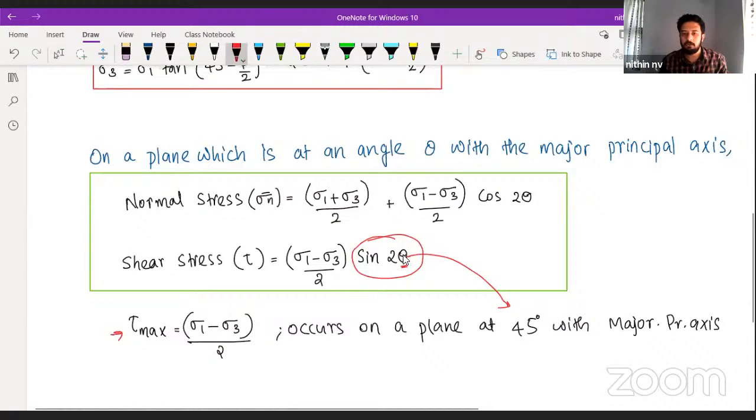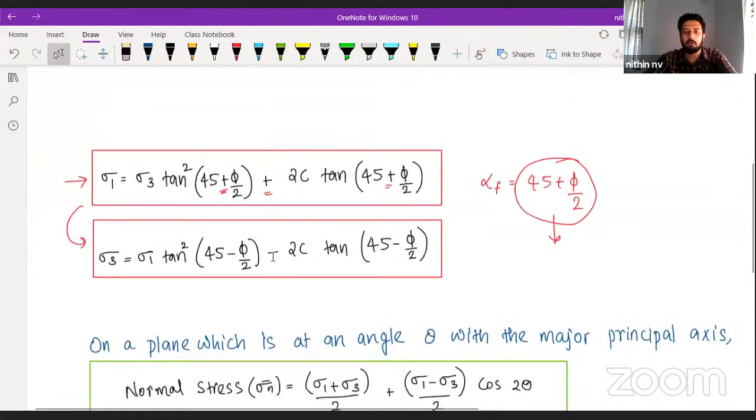Okay. So theta will be 45, so sine 2 theta will become sine 90. Clear now? Tau max. Okay. Now go to the first question.